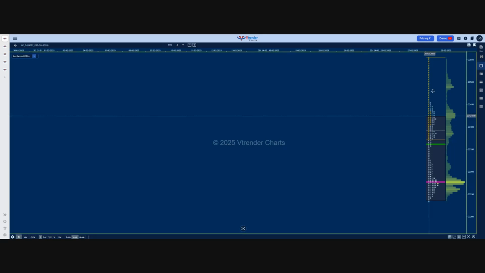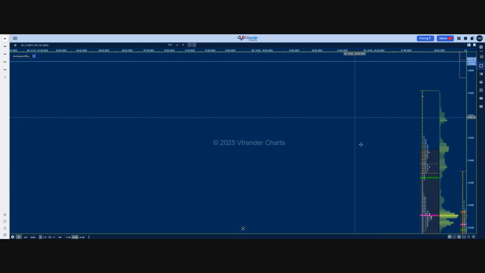So you can see the first profile we made as the new series started was a gap. We opened lower.